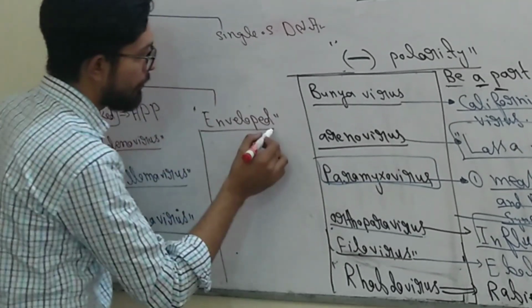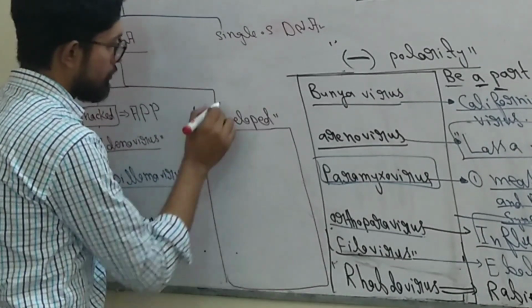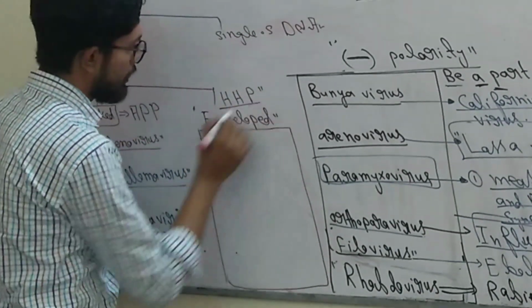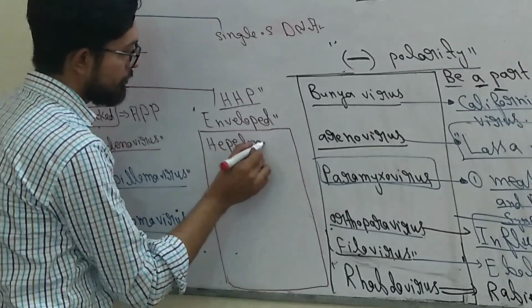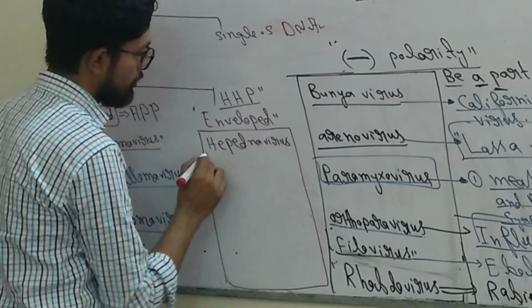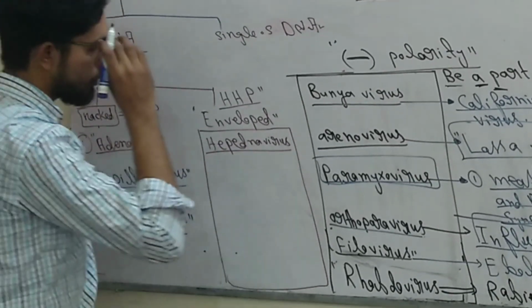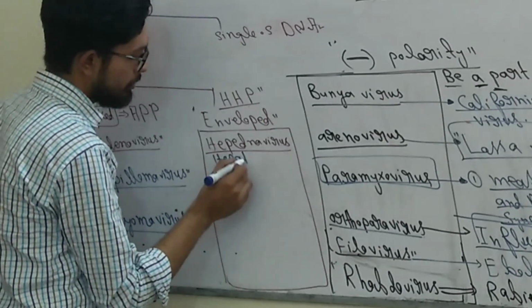Okay, now envelope. The mnemonic for the enveloped viruses is HHP. H means Hepadnavirus, and the most important virus found in the Hepadnavirus family is hepatitis B virus.